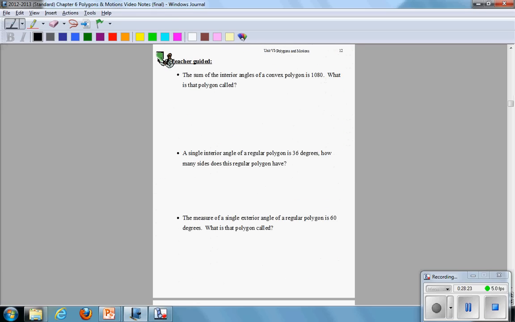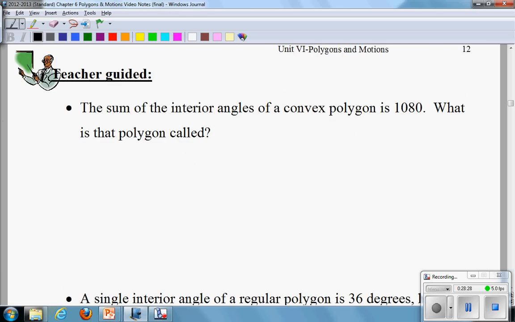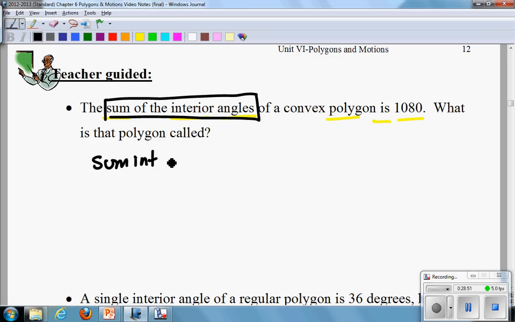The sum of the interior angles of a convex polygon is 1080. What is the polygon called? So we're looking first for the sum of the interior angles. Sum interior angles is, that's an equal sign, 1080. Poly, remember, is generic. We don't know the specific number of sides, and that's what we're trying to figure out, and the variable we use for that is n, for number of sides.